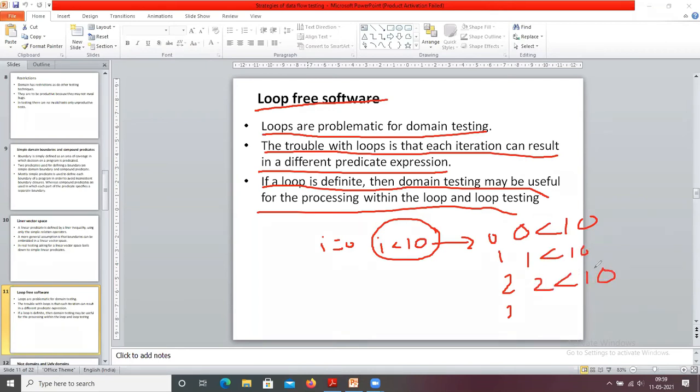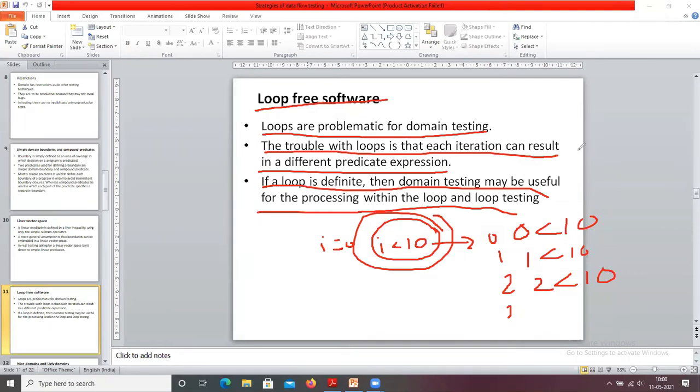Next iteration 2 less than 10. Okay, so if a loop is definite, then domain testing may be useful for the processing within the loop and loop testing. So these are the restrictions.